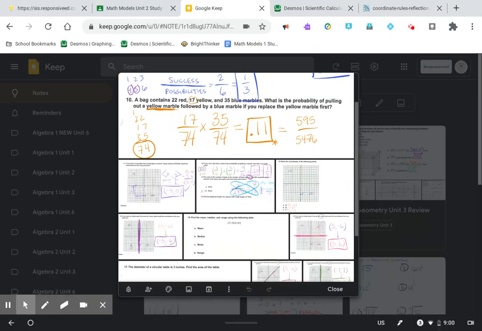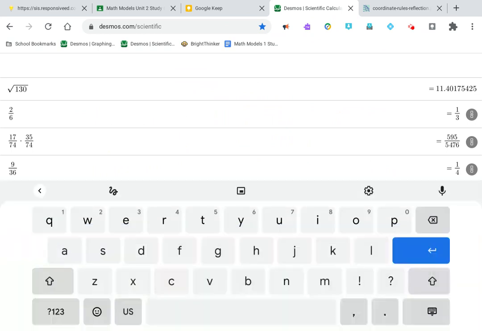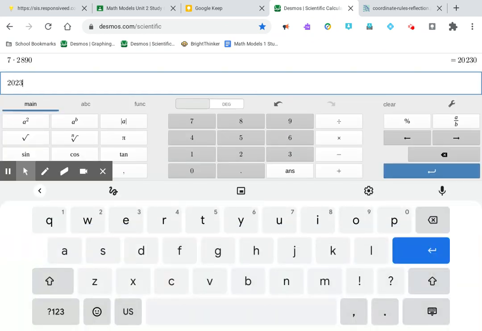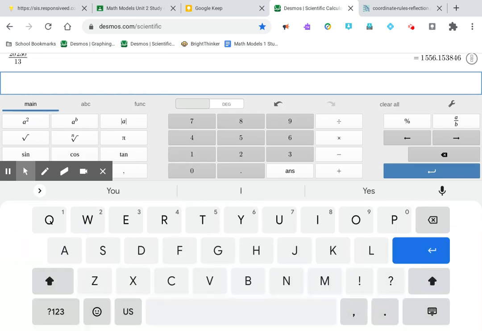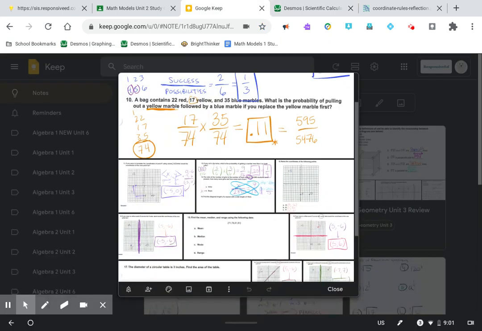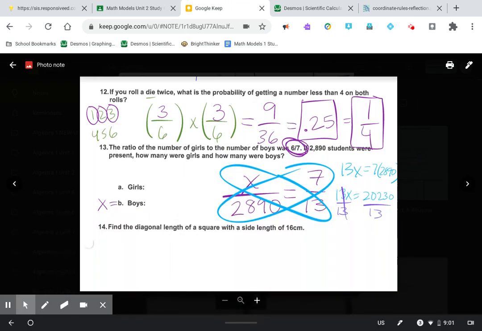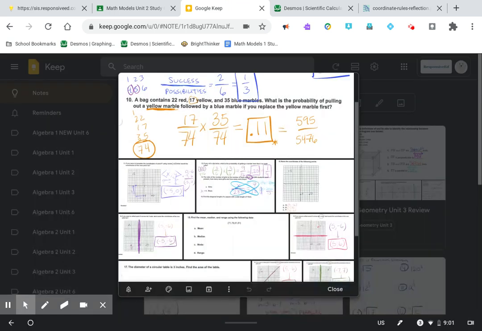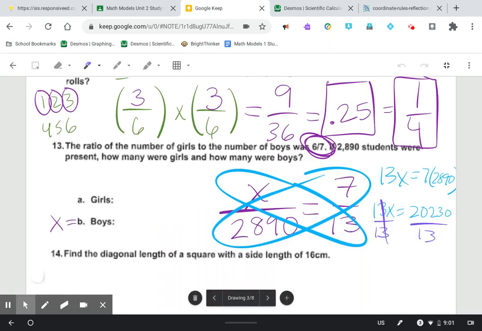All right, we go over and we do 20,230 divided by 13, and we get 1,000. So it doesn't work out exactly, but we'll round down, so we can't have a part of a kid, a part of a boy. So 1,556. So we run over here. The number of boys is 1,556. Then all we have to do is subtract from the original to find the number of girls.